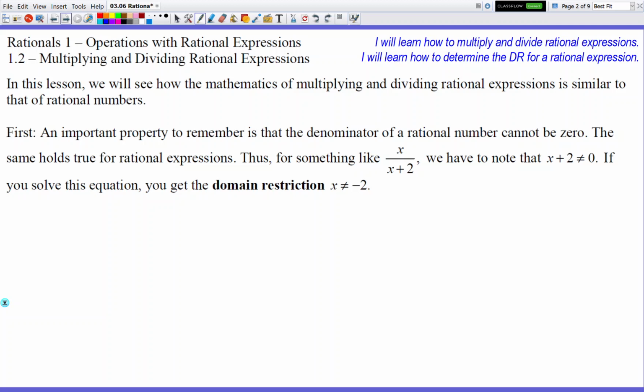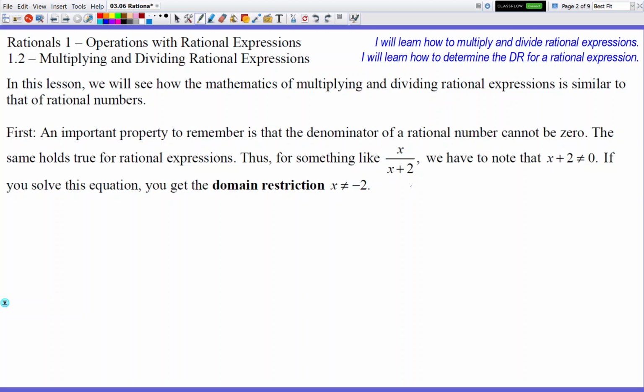This slide, I put it here because I want to remind you that when we start having letters in the fractions, we have to take into account what is called a domain restriction. And domain restriction is basically a number that we are not allowed to plug in for x. And the reason why we're not going to be allowed to plug in this particular number in this case, so let's see, we have an x plus 2 on the bottom.